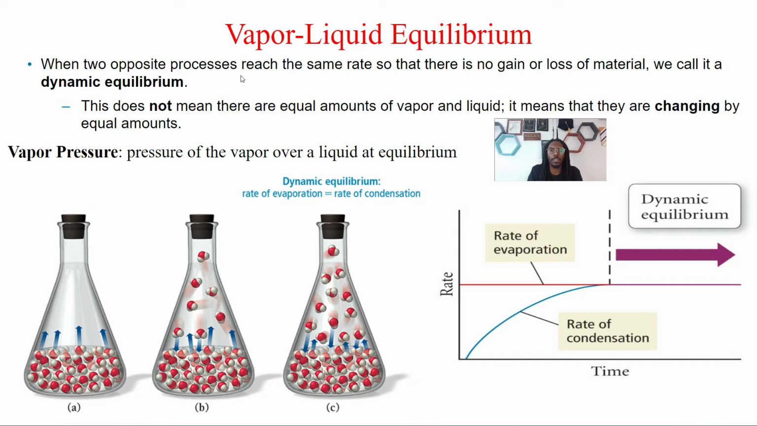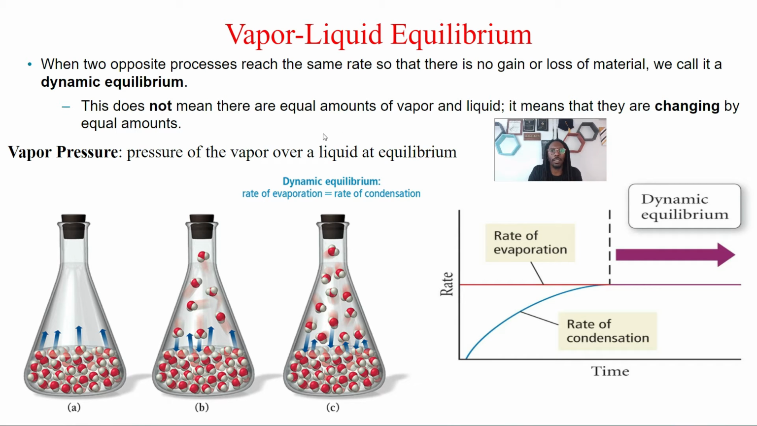Two opposite processes reaching the same rate. Okay, so they reach the same rate, and there isn't going to be any losing or gaining of material, but the rates are the same. And once we have the same rates for both processes, we have reached dynamic equilibrium.